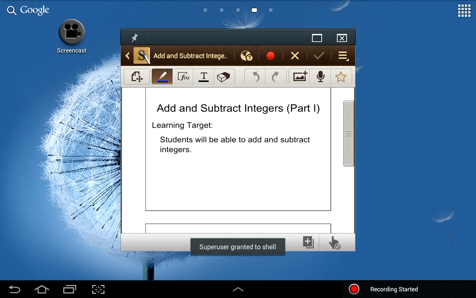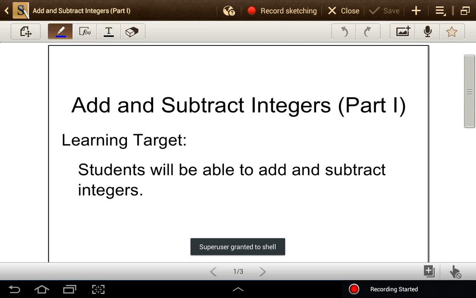Alright, here's our video for adding and subtracting integers, part 1. Today our learning target is students will be able to add and subtract integers. So we're going to do some basic integer work, and we're going to use some number lines to help us. We're going to be adding and subtracting integers.